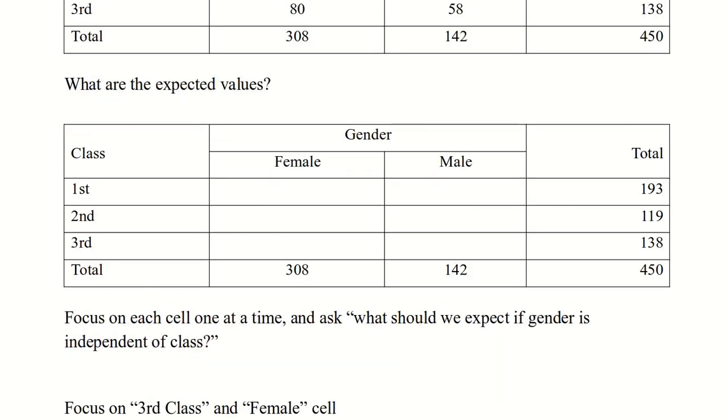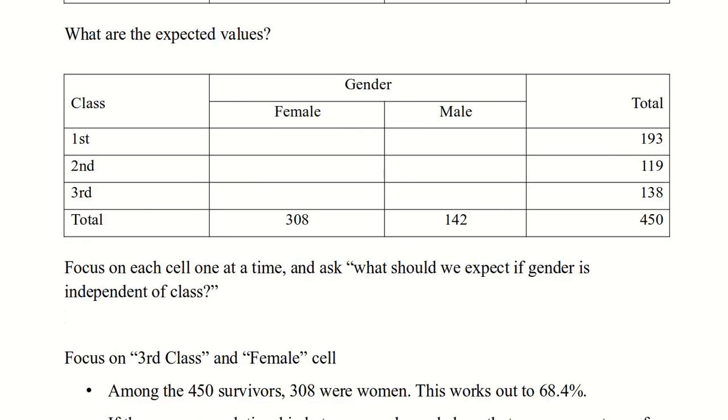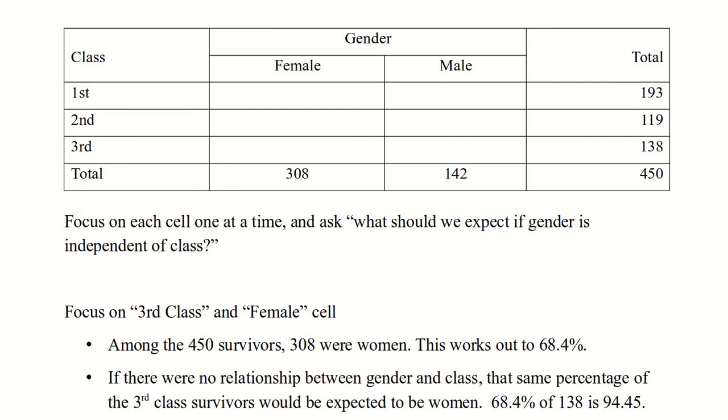So basically we start with the table with the observed numbers taken out, but the totals still there. So in other words, we still expect of the 450 passengers who survived, we expect 308 of them to be women. Similarly, of the 450 passengers who survived, we expect 193 of them to be first class. So let's ask this question for one cell at a time. What would we expect if gender is independent of class? So let's look at the third class female cell.